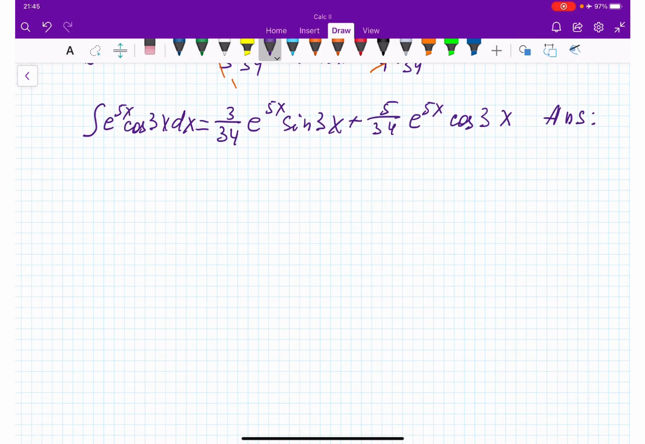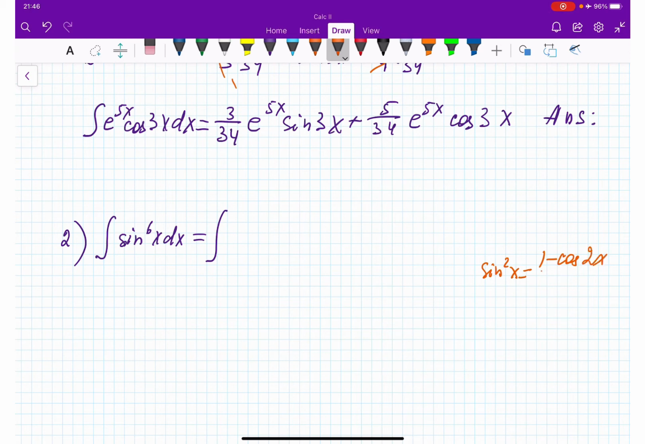Question number 2. Integral sine to the power 6 of x dx. I suggest an interesting solution here. Integral sine square x. How much is it? Remember? Here is sine square x is equal to 1 minus cosine 2x over 2, right?